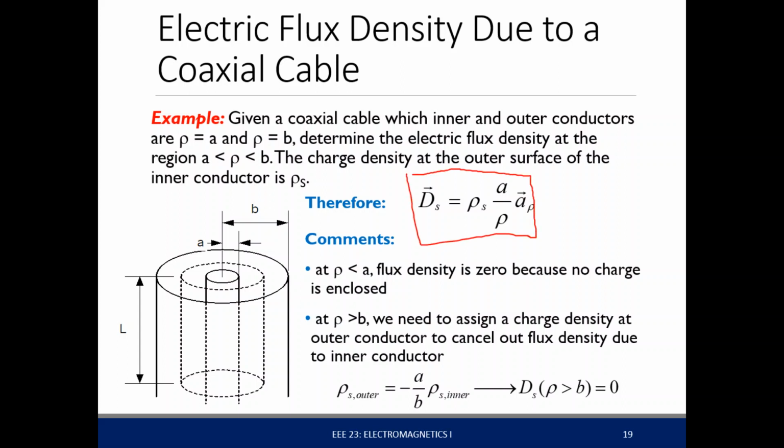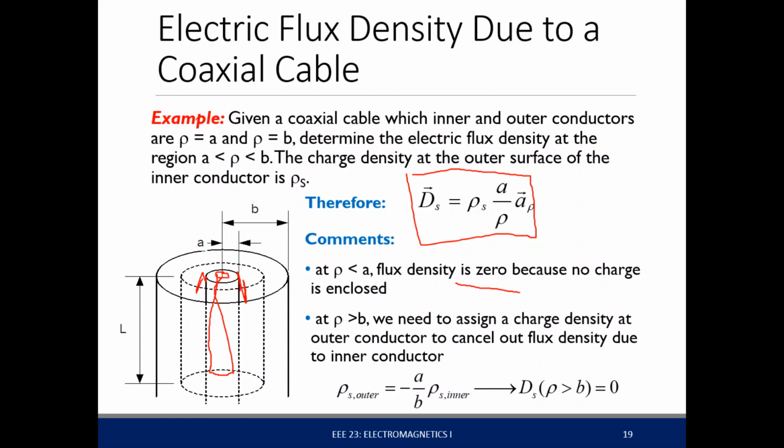So some comments: at rho less than A, the flux density is 0 because if we reduce the Gaussian surface to inside this conductor right here, you can imagine that. Okay. So if we have a Gaussian surface within the inner conductor, there will be no charges enclosed because the charge density is only located at the outer part of the inner conductor.